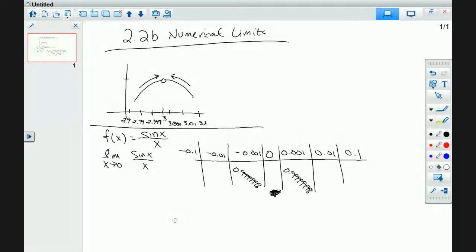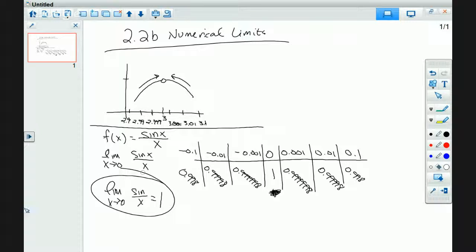So this was 0.99998. This was 0.998. Where are those going? 1. The limit as x approaches 0 of sin x over x equals 1. Yes, you've numerically analyzed the limit.